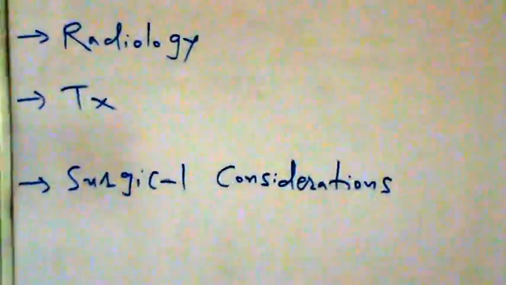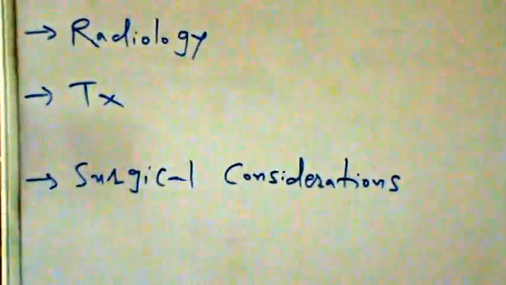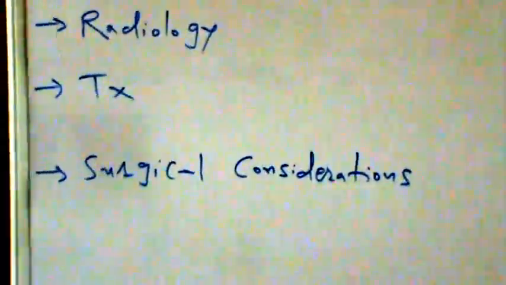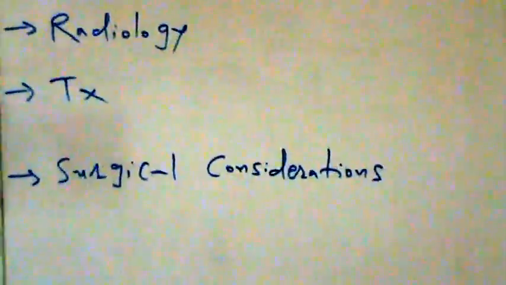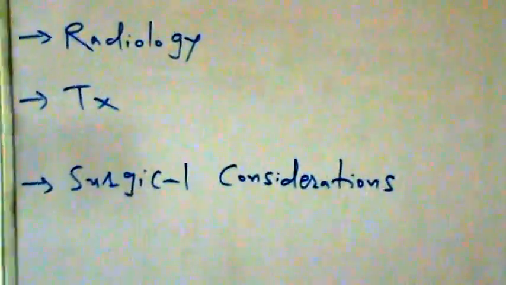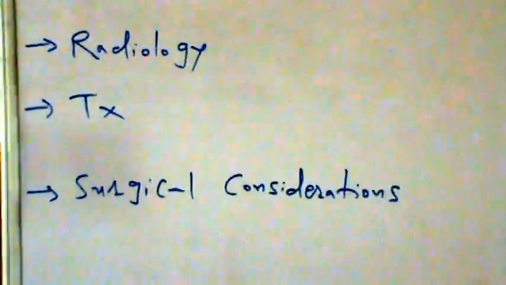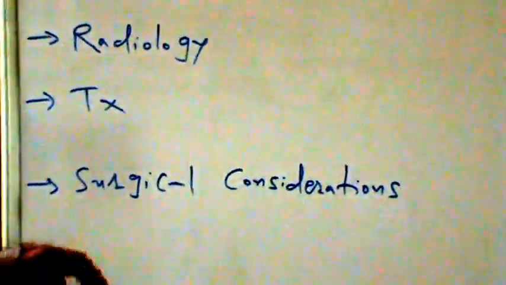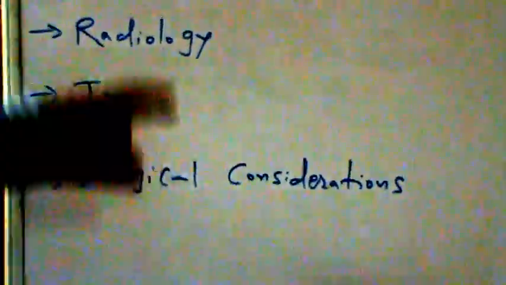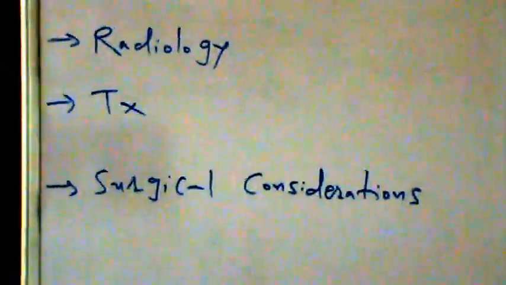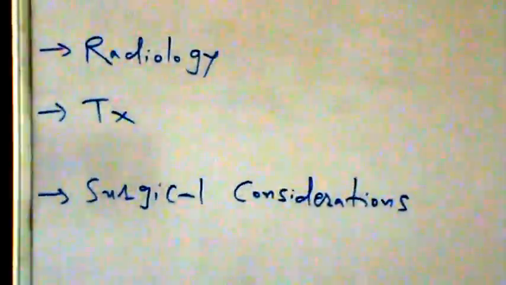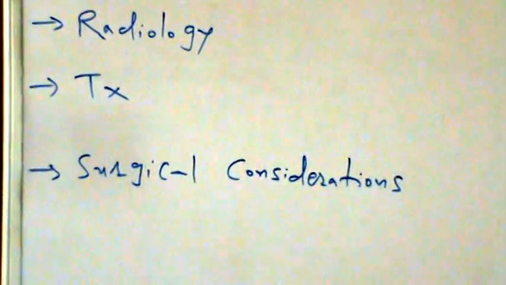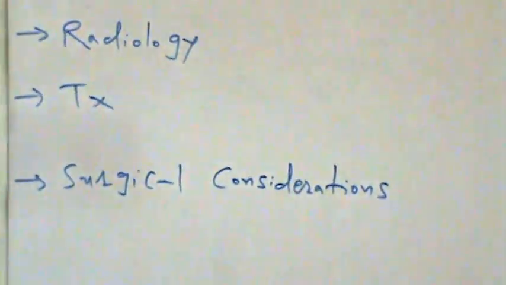Surgical considerations. The two main reasons to operate on an ascending aortic aneurysm is to prevent a rupture and increase survival. The current guidelines for surgical treatment of ascending aortic aneurysms are based mainly on expert opinion rather than concrete evidence. So with that, let's take a break here.